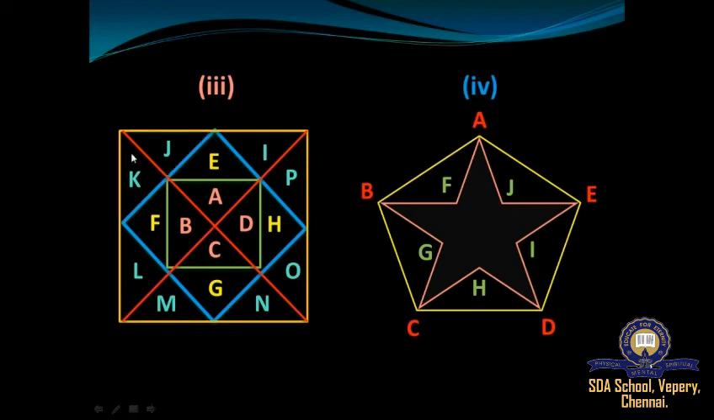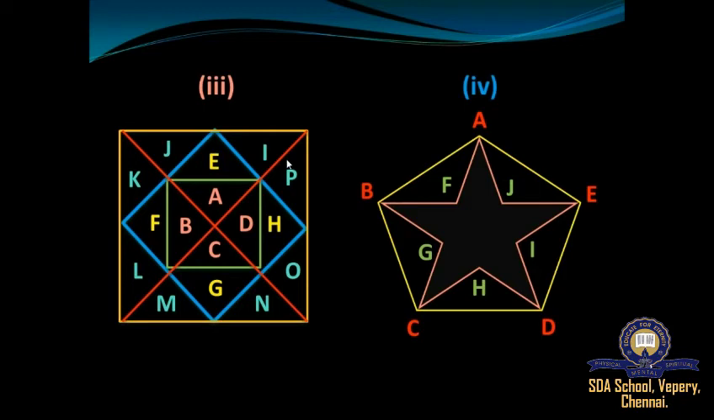Similarly, when I combine JK, it forms one triangle. LM forms one triangle. NO forms one triangle. And PI forms another triangle. So there are totally 8 different triangles. Here there are 4 and the outermost part has 4 triangles. So 4 plus 4 is totally 8.